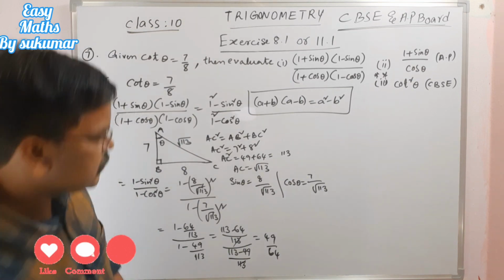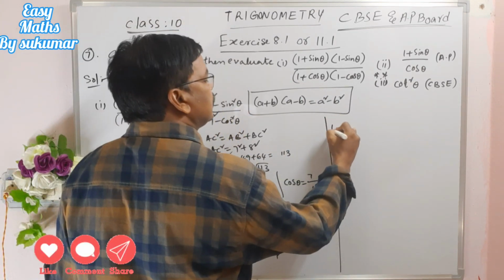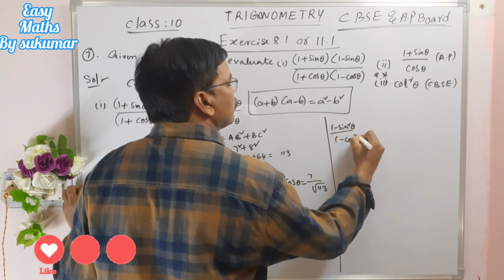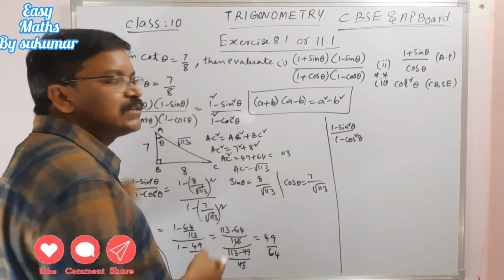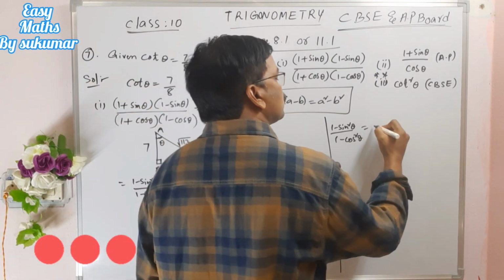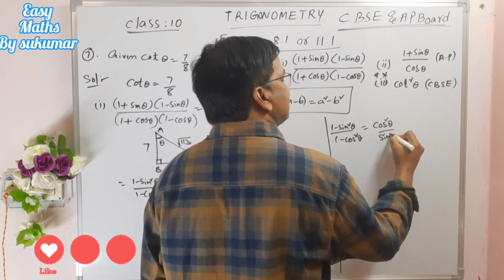Actually, my dear students, this 1 minus sin square theta by 1 minus cos square theta, simply we can write like this. If you know the identities, then our job is very simple, very easy. So 1 minus sin square theta means cos square theta, and 1 minus cos square theta means sin square theta.